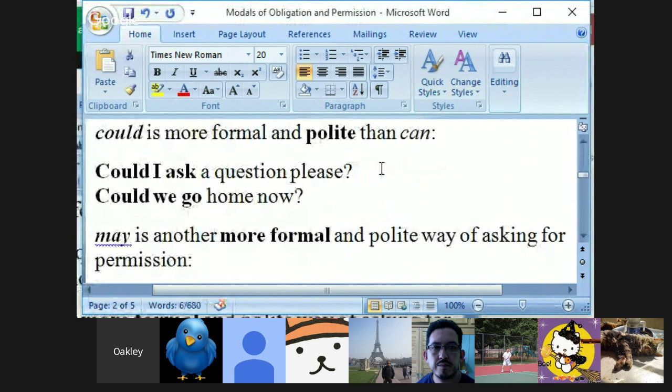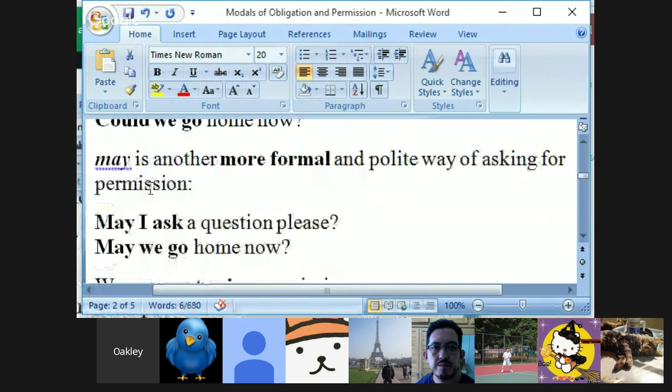The difference between these: there's no difference in meaning. Can I ask a question, please? Could I ask a question, please? There's no difference in meaning. May is more formal than either of the above. Can is the very informal conversational way to ask permission. Can I open a window? It's hot in here. May is a much more formal, polite way. Again, the same thing. May I ask a question, please? May we go home now?